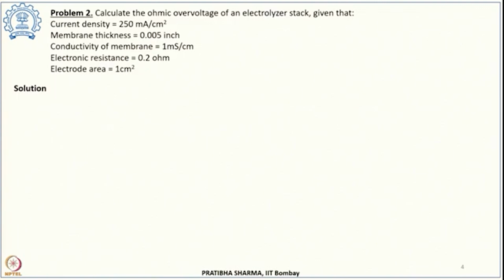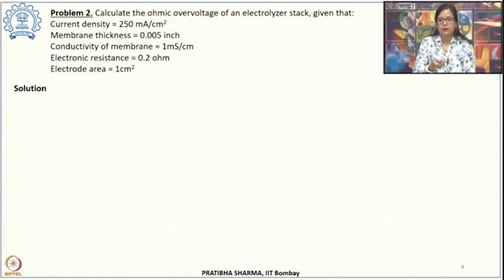Now the second problem is, it is asked to calculate the ohmic overvoltage of an electrolyzer stack. It is given in the problem that the current density of the electrolyzer is 250 milliamps per centimeter square. The thickness of membrane is 0.005 inch. Its conductivity is 1 millisiemens per centimeter. Electronic resistance is given as 0.2 ohm and the electrode area is 1 centimeter square, and we have to find out the ohmic overvoltage of the electrolyzer stack. Now let us see how we are going to solve this problem.